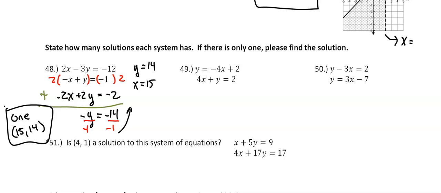Okay. The next one I would solve by substitution. I already have y equals this, so I'm going to substitute that in for y right here. That's a negative 4x plus 2 going in for y. And I'll just combine like terms. The x's cancel, I get 2 equals 2. Well, when you get a true statement, that means we have infinite solutions.